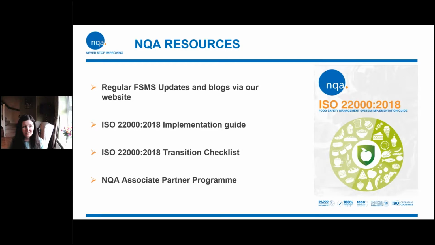So we're coming to the end of the presentation here. So for NQA, we give regular food safety management system updates and blogs via our website. These are also posted on LinkedIn. We have an ISO 22000 implementation guide, which you can download from our website, and also a transition checklist. So the transition checklist is designed for you to be able to do sort of an internal audit of your food safety management system. So you can identify any gaps between what you've got and the standard that you're trying to achieve.